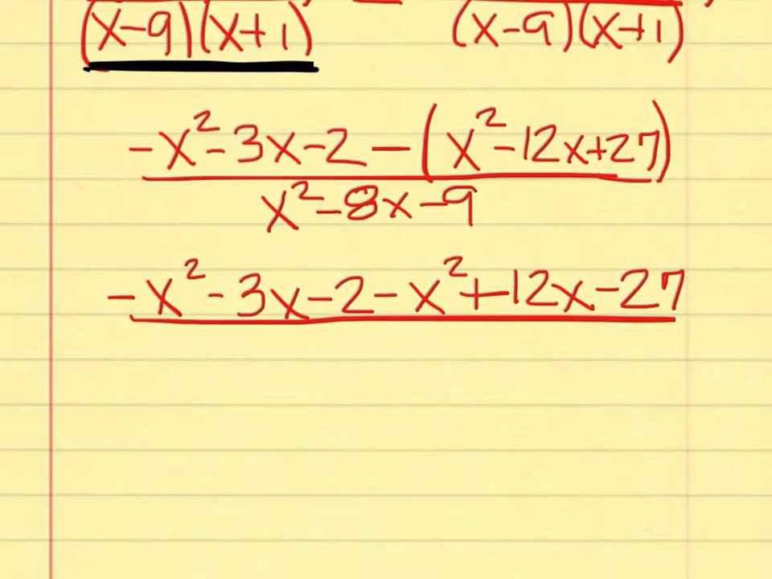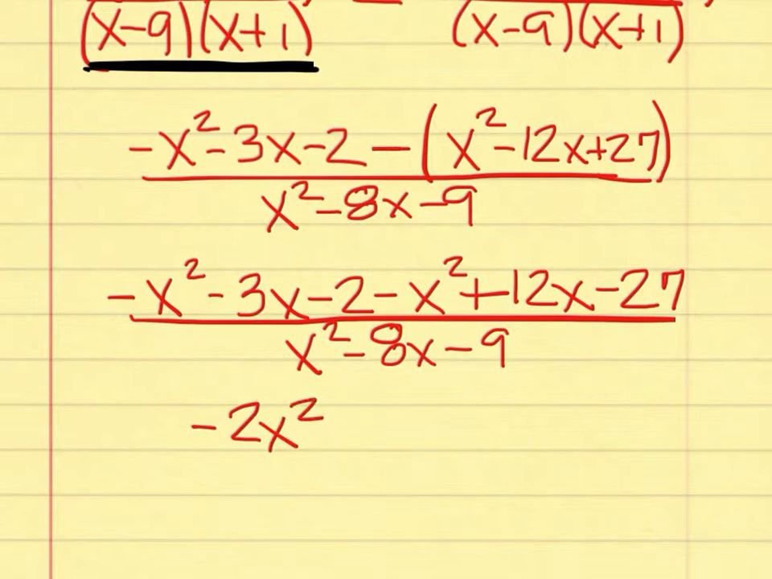What goes on the bottom now? That goes to Storms. X squared minus 8x minus 9. That's right, x squared minus 8x minus 9. Okay, now we're going to combine like terms on the top. Just the x squared terms only. What's left over when I combine the x squared terms? Negative 2x squared is right. And what is left over when I combine only my x terms?